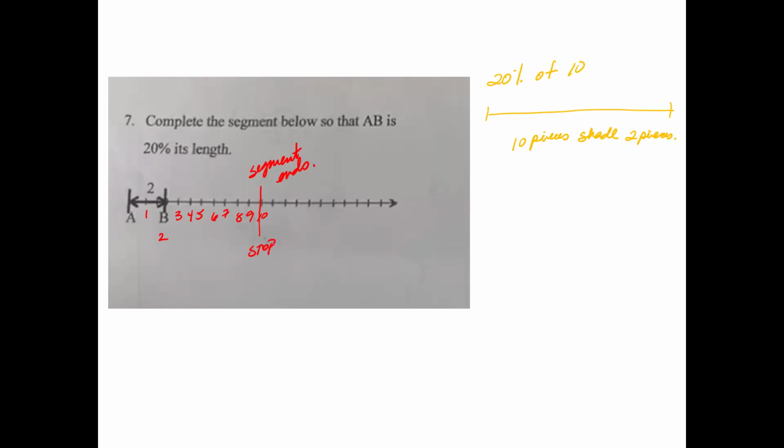I just put stop. Because remember, 20% of 10 segments means I shaded 2 segments. You need to write that down. Okay, so label it. You could put 0 right there for A, 2 for B. Okay, make sure you go ahead and do that, please.